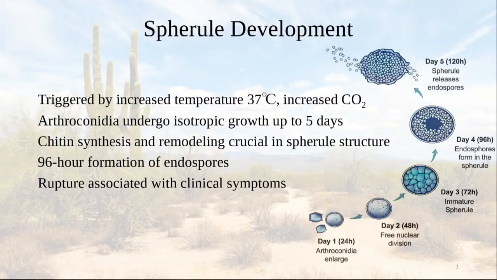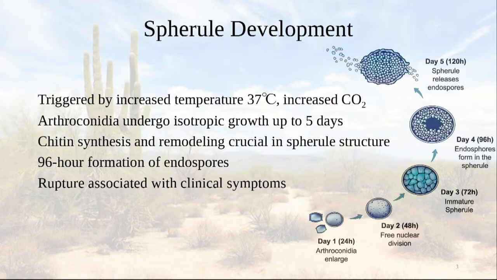So in my lab, we're very interested in spherule development. We know that environmentally it is triggered by an increase in temperature, so 37 degrees or above, and increased CO2. These arthroconidia that are inhaled into the host undergo isotropic growth. Around 5 days, that spherule is mature and will release those endospores.